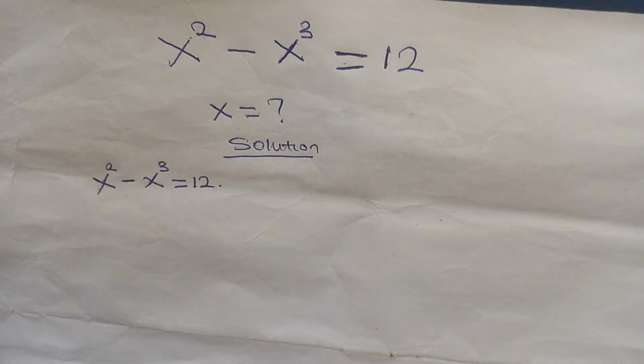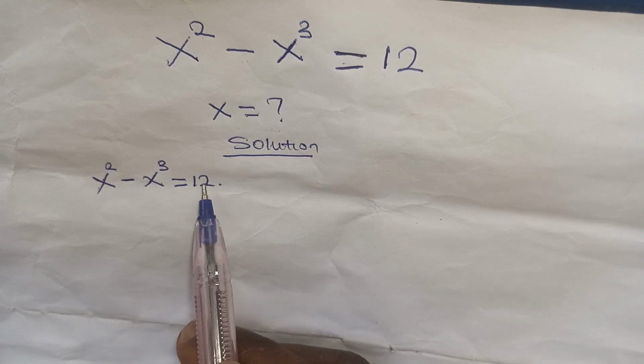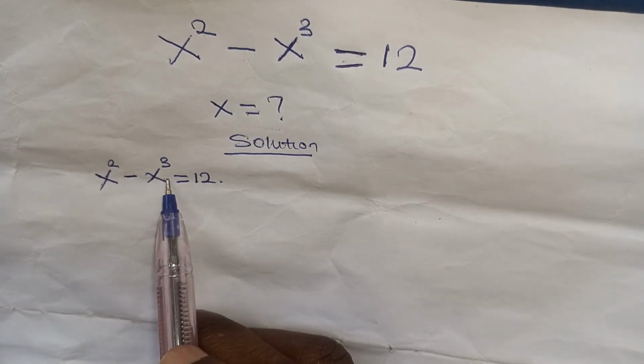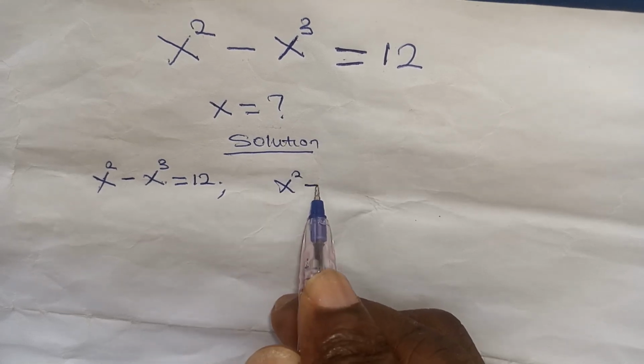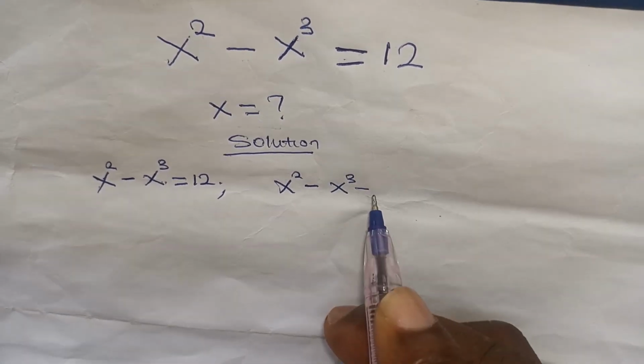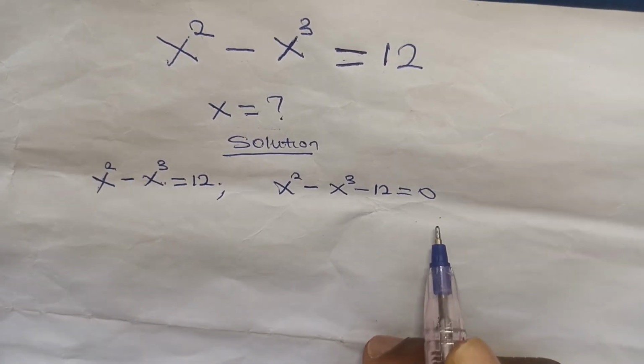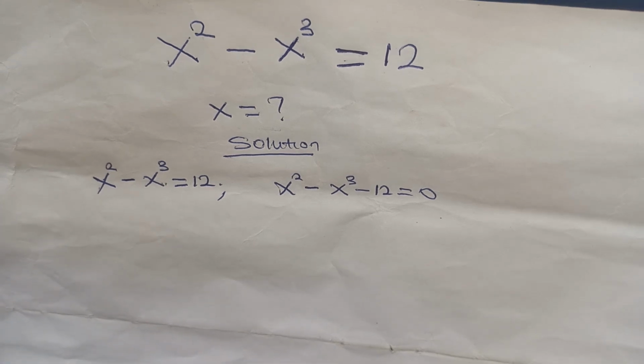The next thing I can do is to bring the whole of this 12 to the left hand side of the equation. If I do that, I'm having x squared minus x cubed minus 12 equals 0. So what then is the next step?